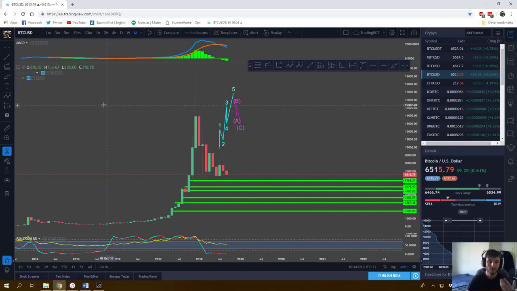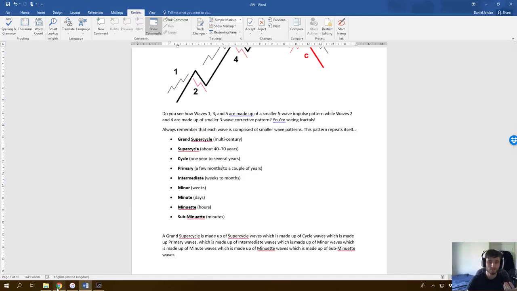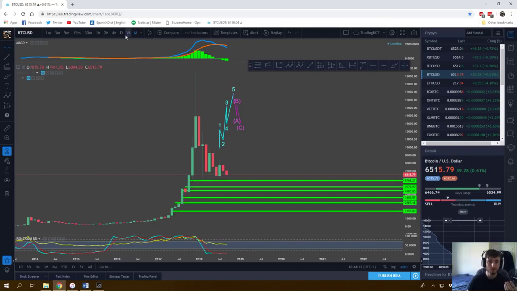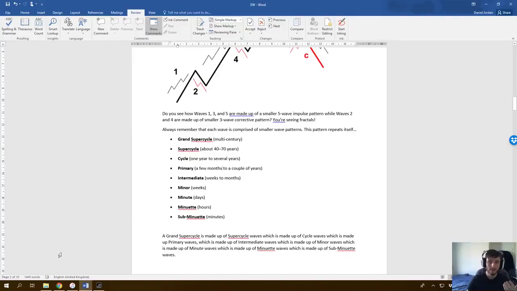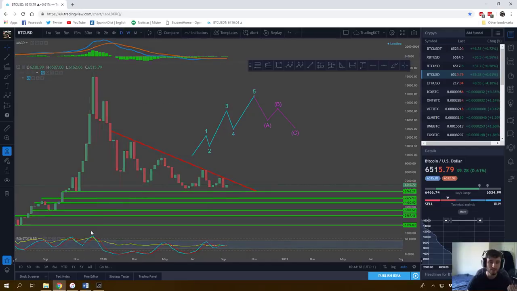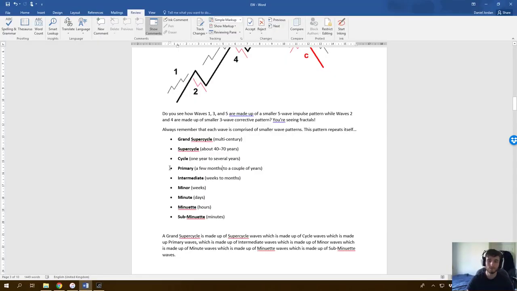Okay, so like that. So your grand super cycle, then the super cycle, which could be classed as like the weekly, and then the cycle, which would be classed as the daily, and then the primary, 12-hour, intermediate, 4-hour, etc. So you have the primary, intermediate, minor, minute, and sub-minute.